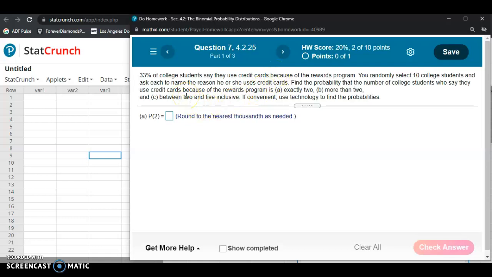Alright, in question 7 it says 33% of college students say they use credit cards because of the rewards program. You randomly select 10 college students and ask each to name the reason he or she uses credit cards. So we want to find the probability that the number of college students who say they use credit cards because of the rewards program is A, exactly 2, B, more than 2, and C, between 2 and 5 inclusive. And it says, if convenient, use technology to find the probabilities. And that's exactly what we're going to do in this problem.